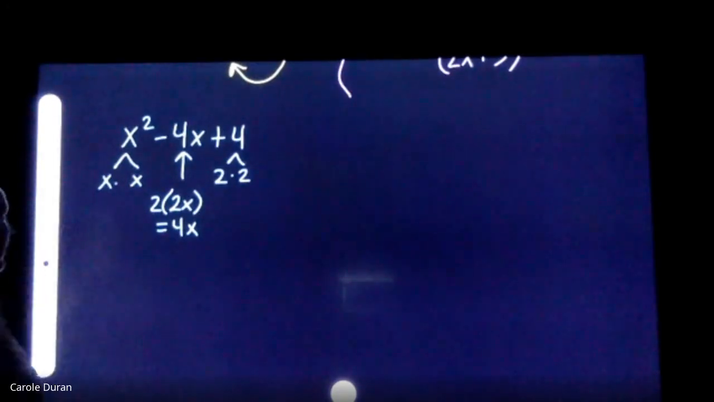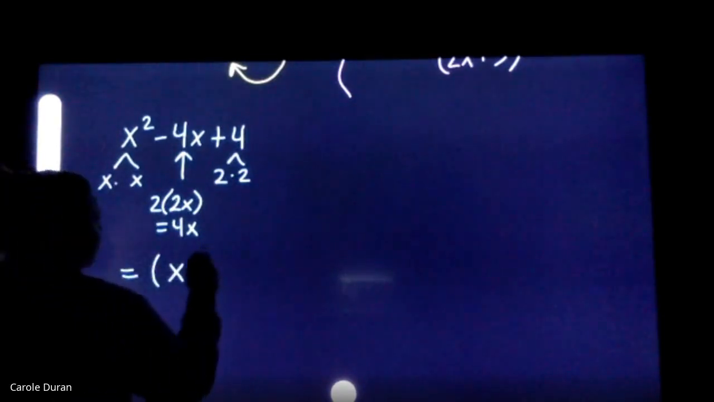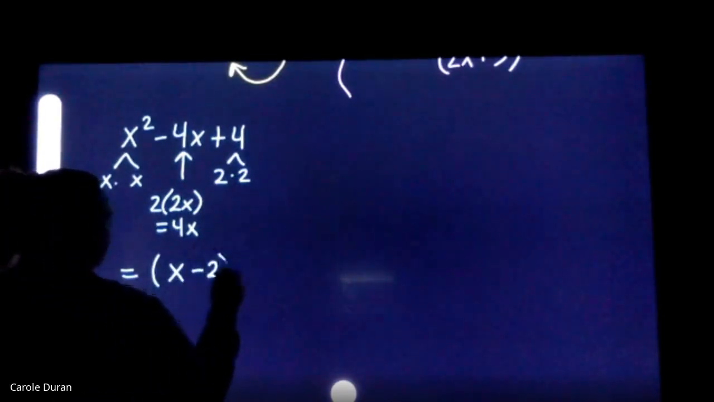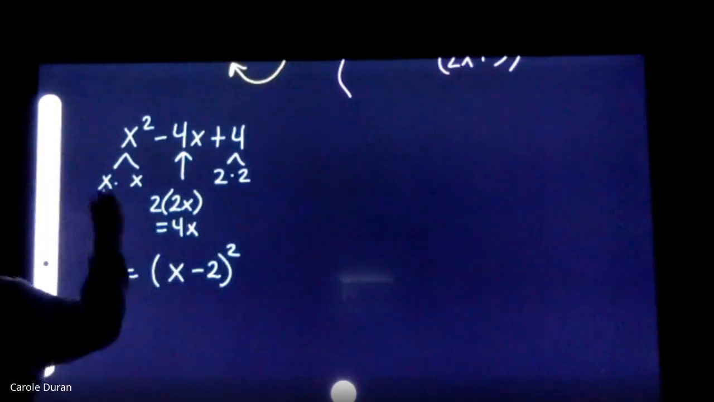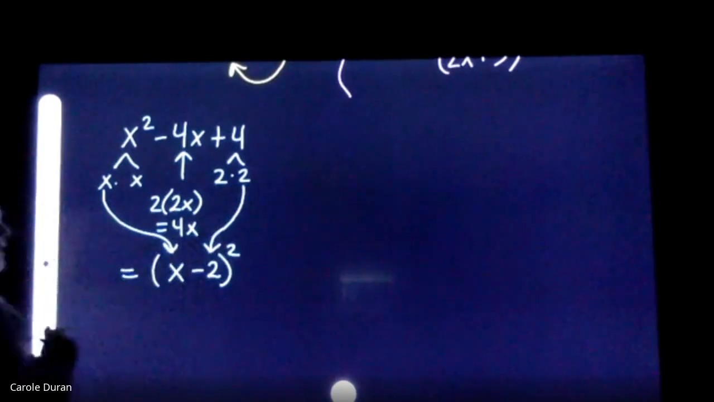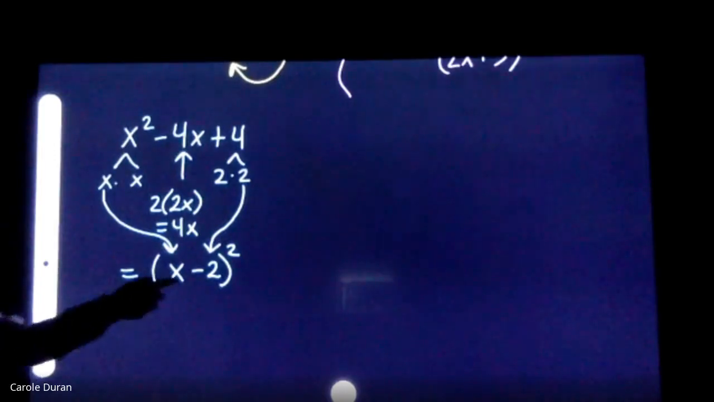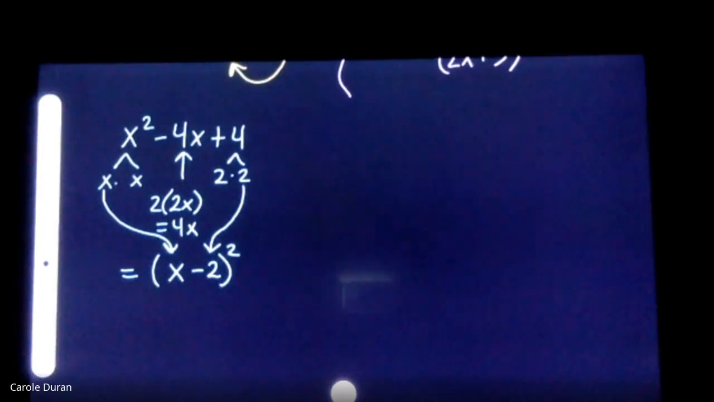So from here I can factor, and this should factor into x minus 2 squared, because x is the root of my first term, and 2 is the root of my third term, and then my middle term is negative, so that means that I have a subtraction sign in my root. So hopefully all of you got x minus 2 squared.